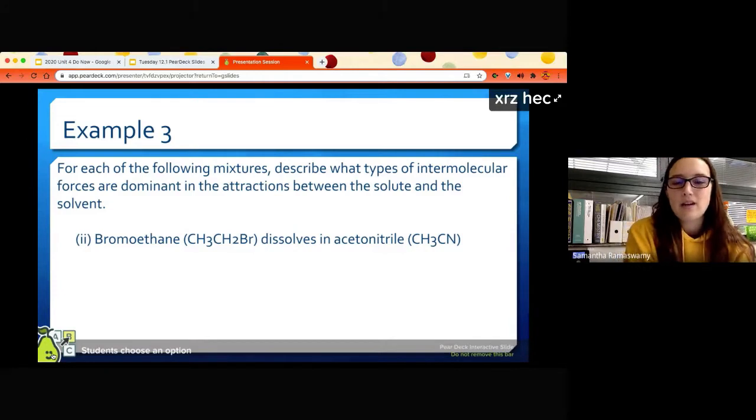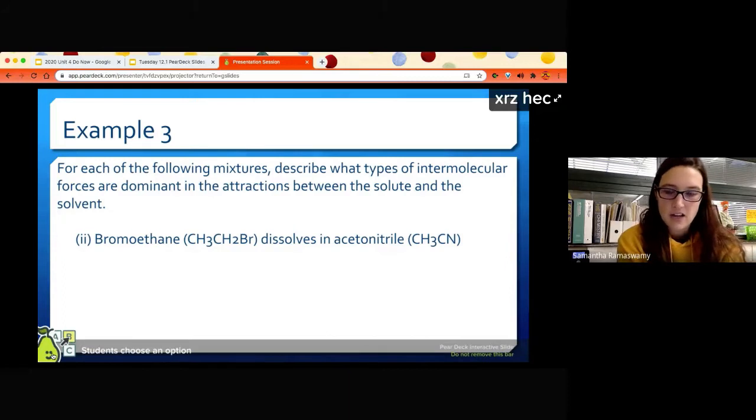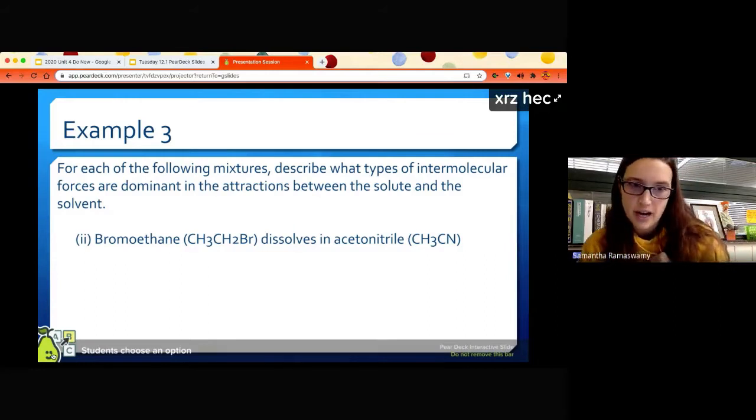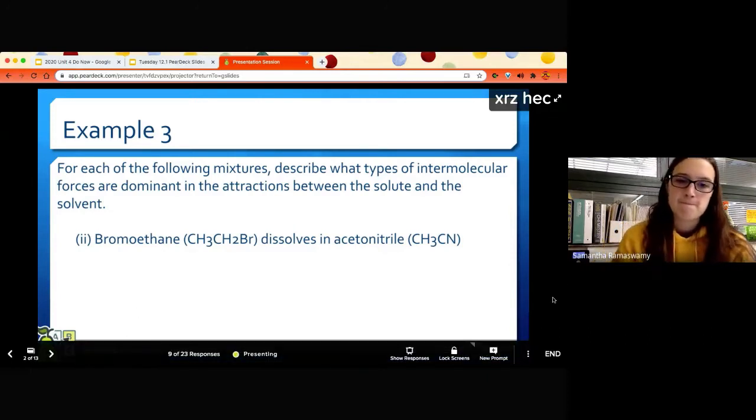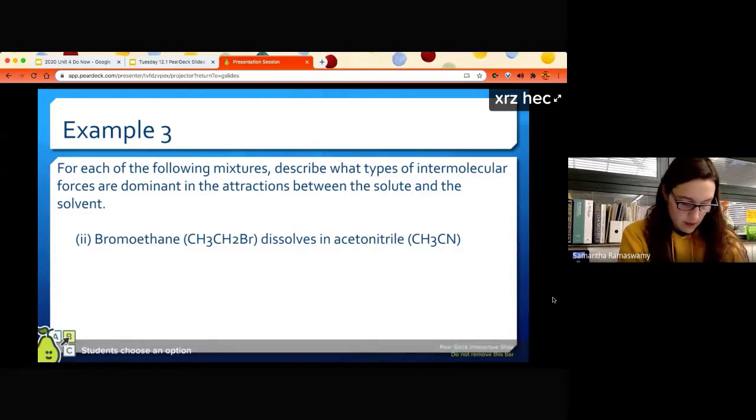So for the second one, bromoethane, which is CH3CH2Br, dissolves in acetonitrile, CH3CN. I tried to give you at least the formula so that you can see. So again, you're picking which one is the strongest solute to solvent attraction. Bromoethane is the solute because it's being dissolved. Acetonitrile is the solvent. So pick which one you think bromoethane and acetonitrile have in common.